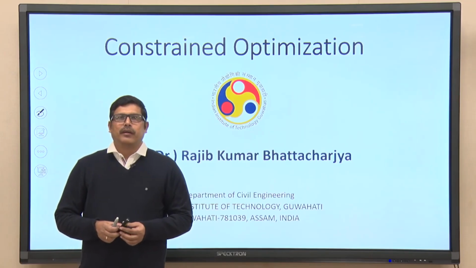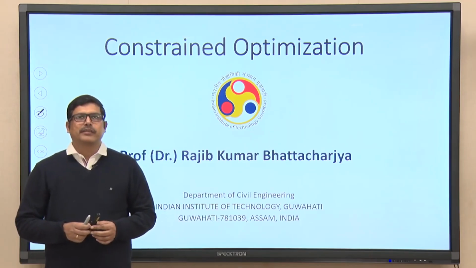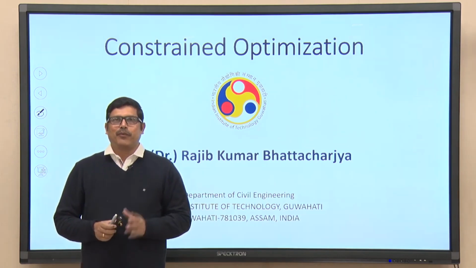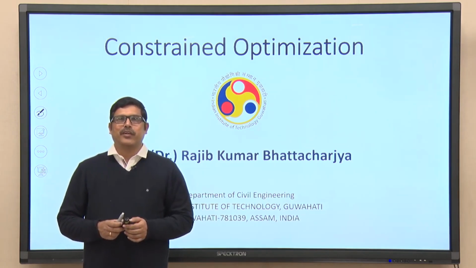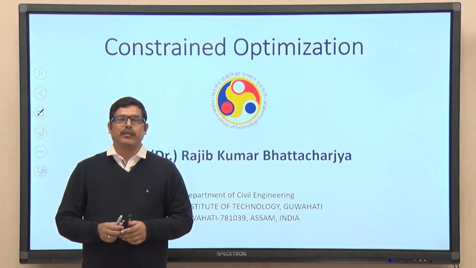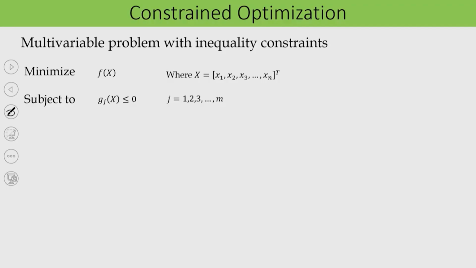Hello students, in the last class we discussed the constraint optimization problem with equality constraint. We derived the necessary and sufficient condition for optimality for the constraint optimization problem with equality constraint. So, today we will discuss the problem with inequality constraint. The problem with an inequality constraint can be defined as follows. We are considering a minimization problem here.